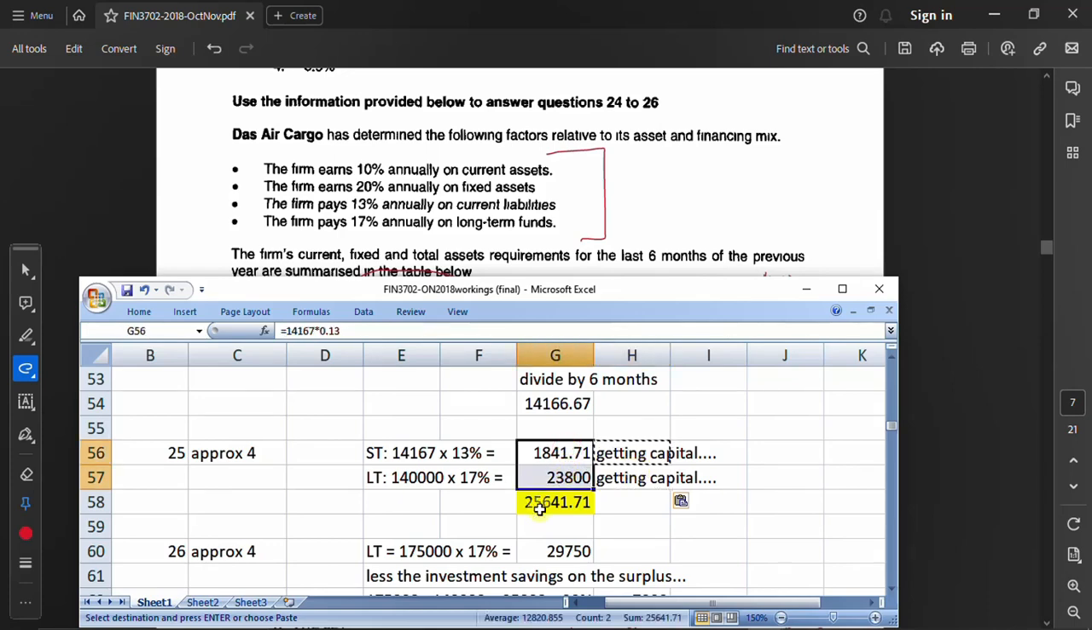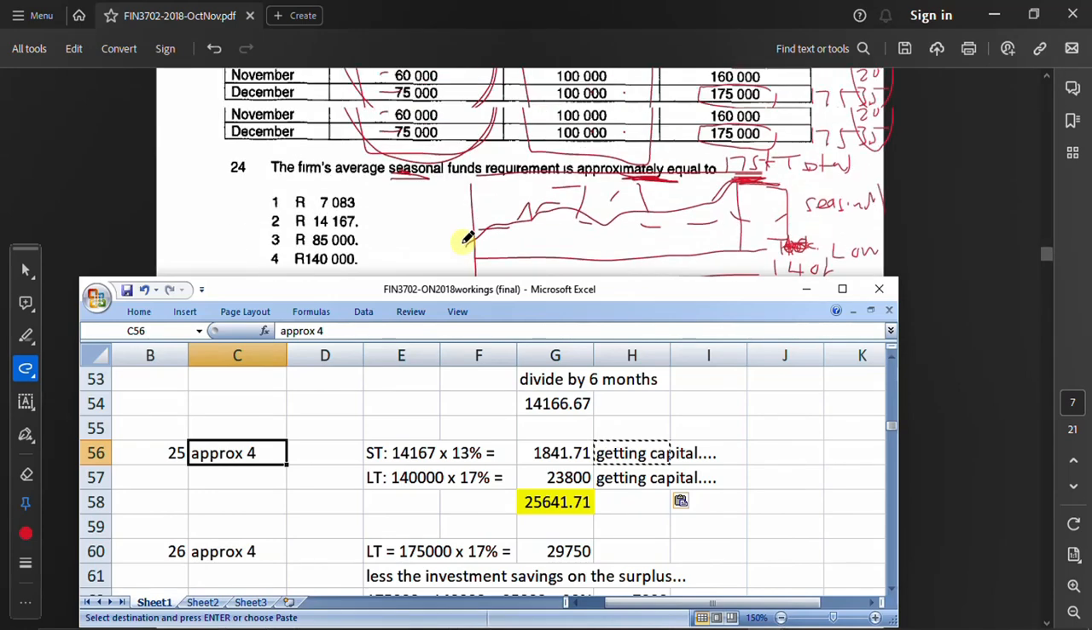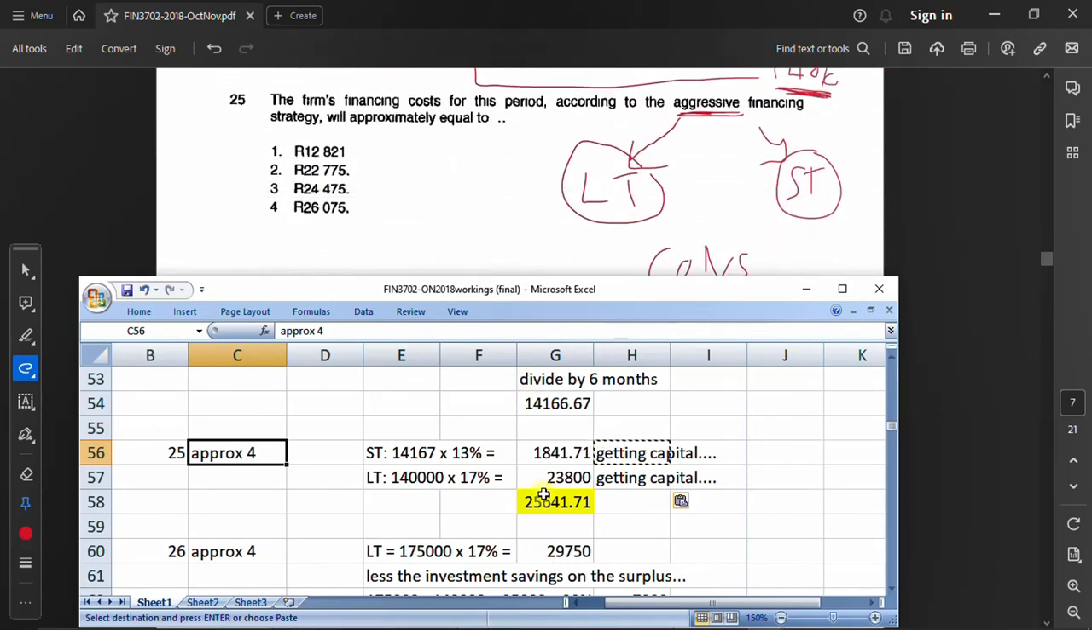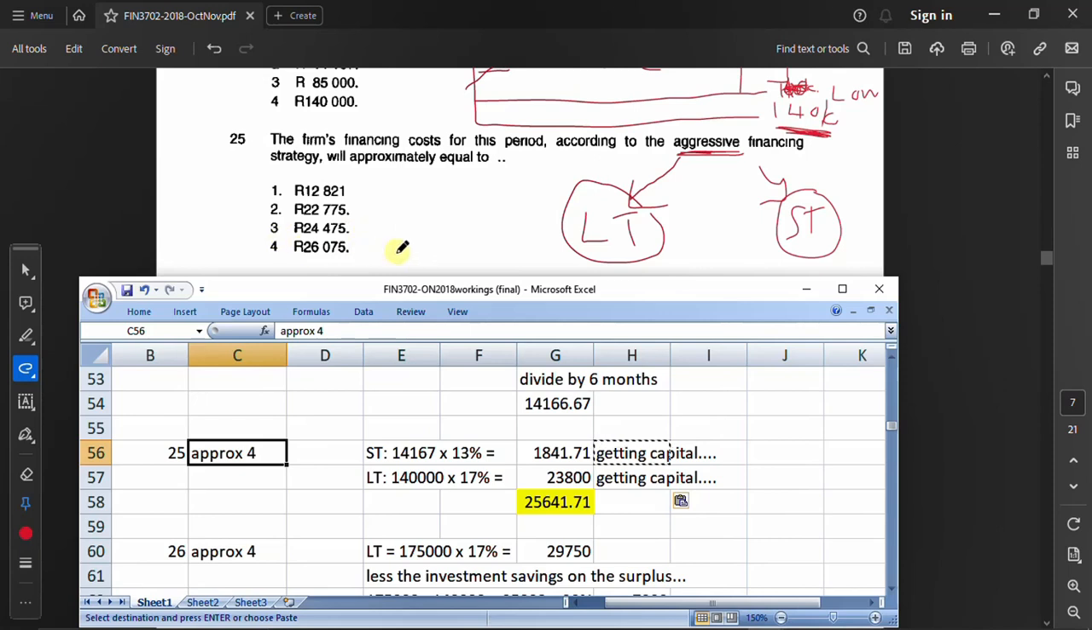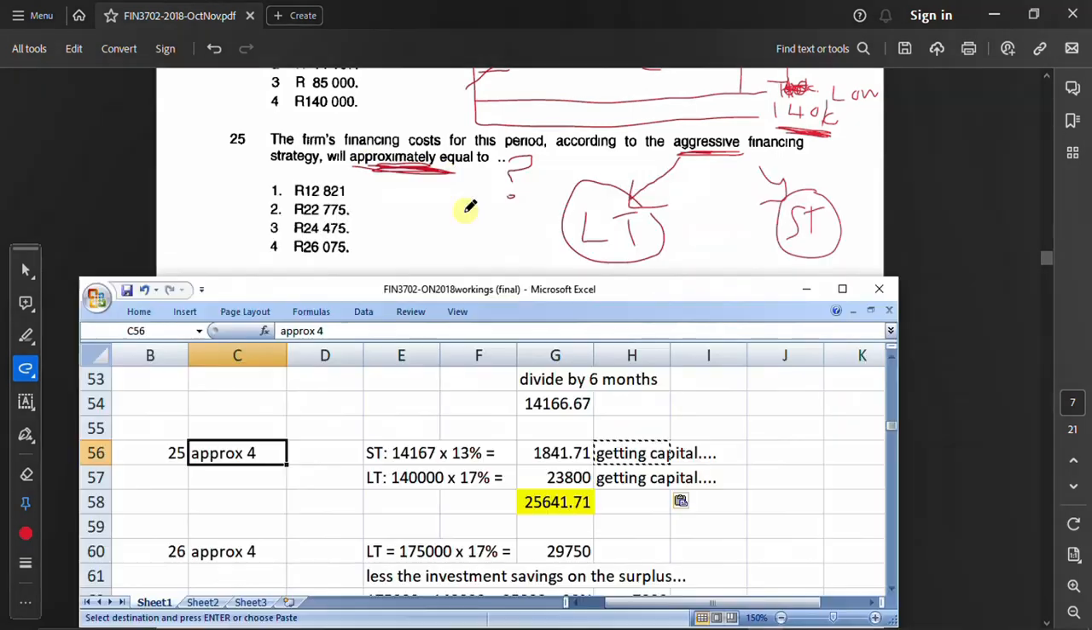I'm looking at raising capital, finance. So the funding is the important point. I need to use the 13% because that's short-term financing. This is financing, this is getting capital. If I get short-term capital, it will be a current liability, so 13% would be the rate that I would use.